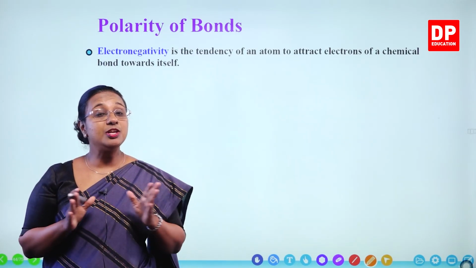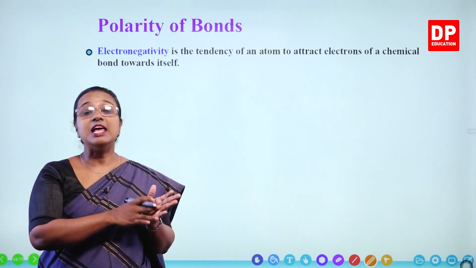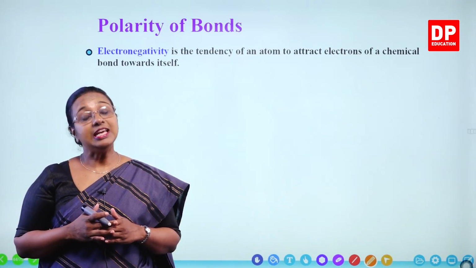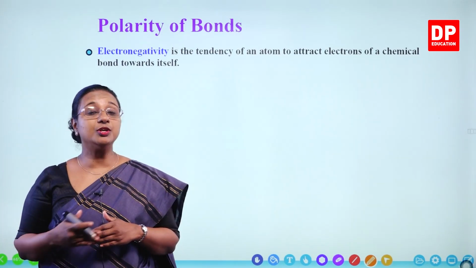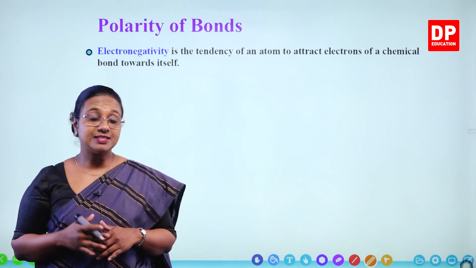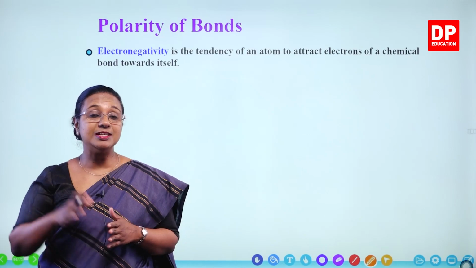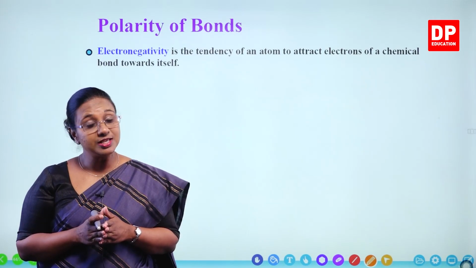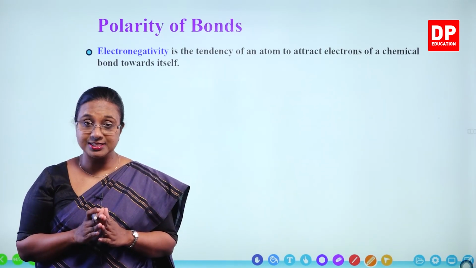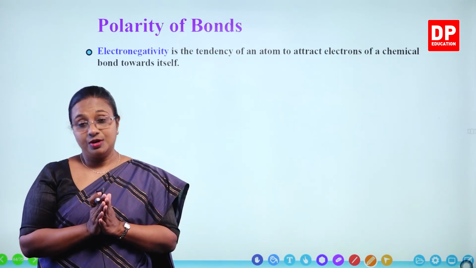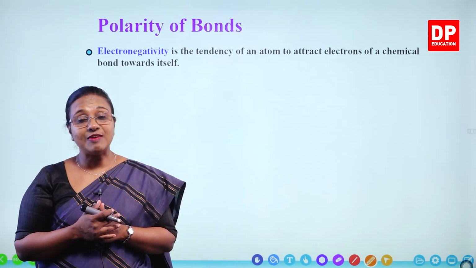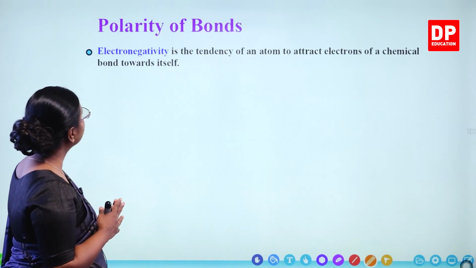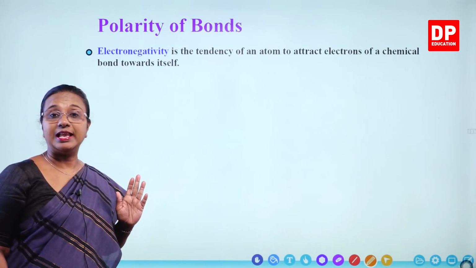And in the periodic table, you can remember, students, when you go from left to right across the period, the electronegativity increases. And when you go down the group, the electronegativity decreases. That is why out of the first 20 elements, fluorine has the highest electronegativity and potassium has the lowest. You are familiar with all these. And we use the Pauling scale to assign values for electronegativity. Now we are going to relate this electronegativity with covalent bonds.